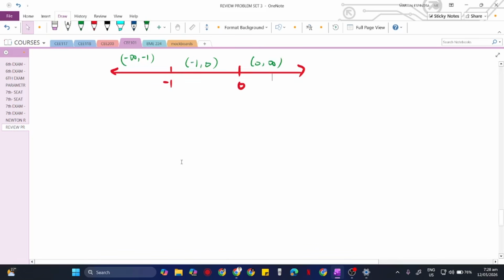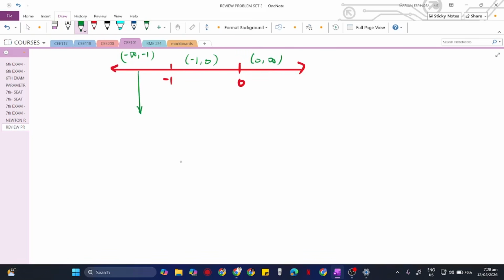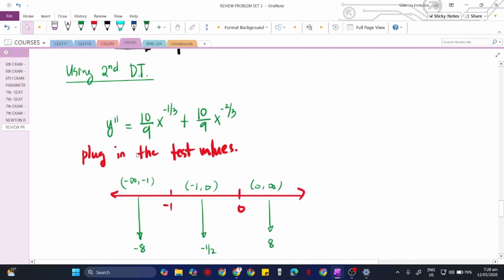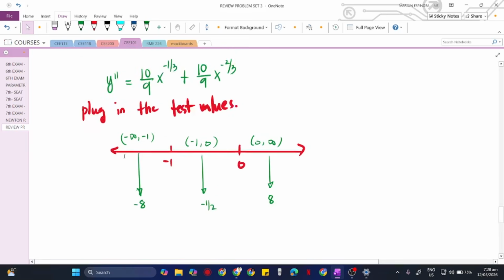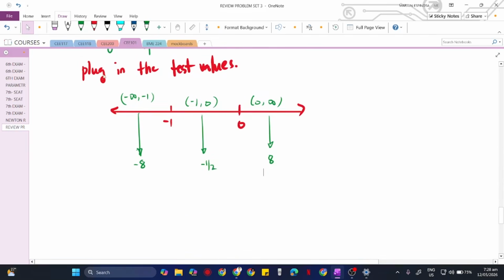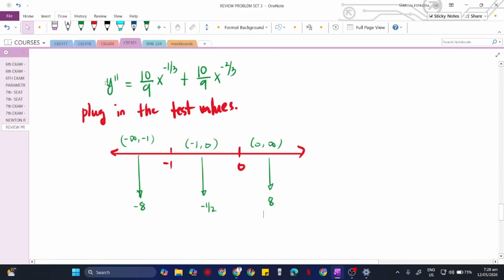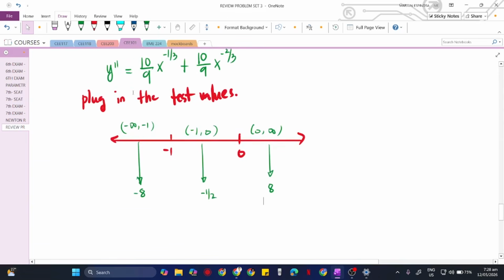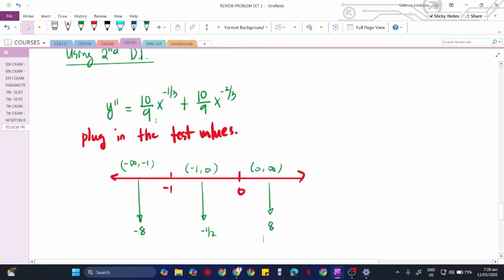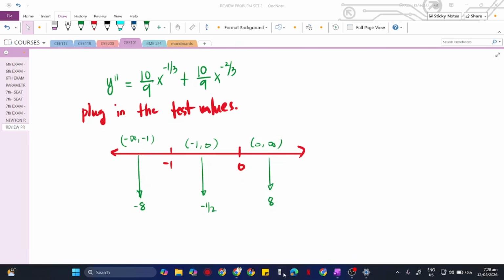So, magkuha lang tayo ng mga test values dito. Pwede natin gamitin is negative 8. Dito, pwede natin gawin negative 1 half. Then, dito, pwede natin sabihin 8. Okay? So, yan yung ipa-plug in natin dito sa ating second derivative. For the second derivative, isulat ko na lang siguro sa calculator, ha.